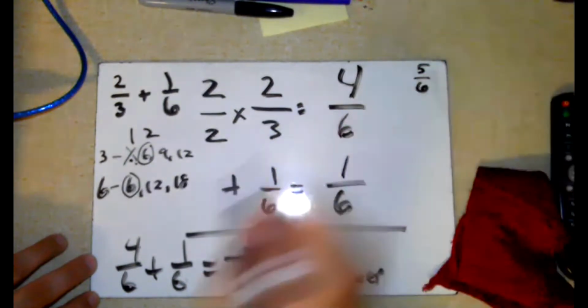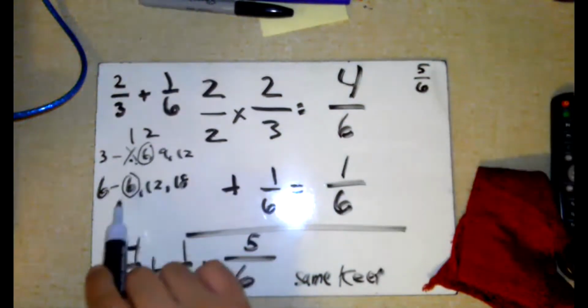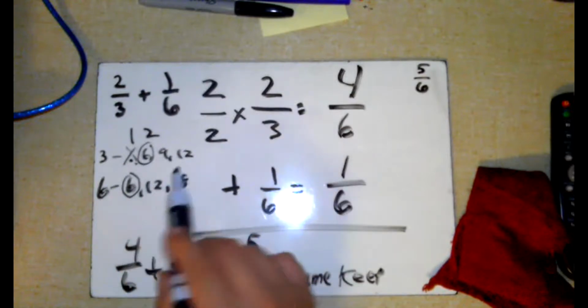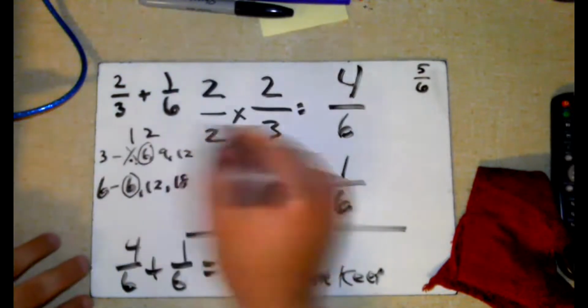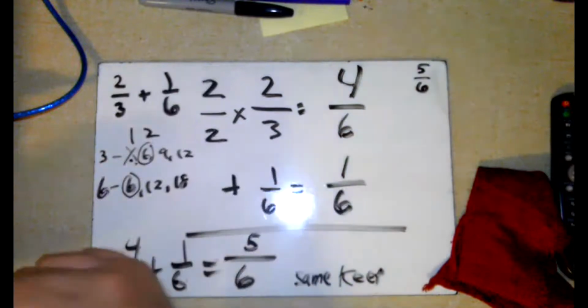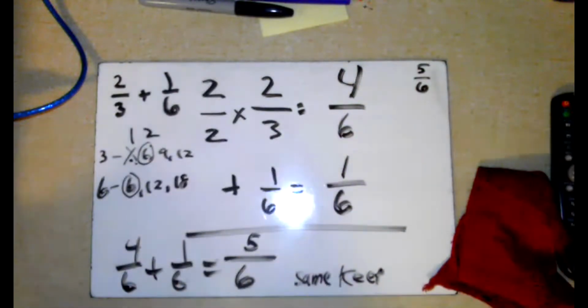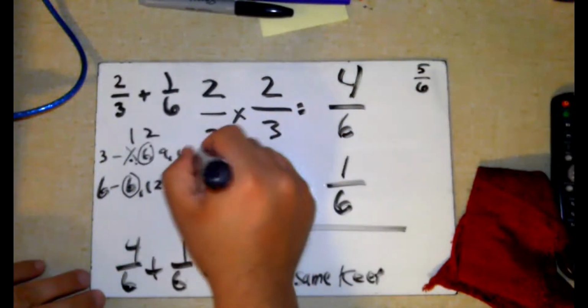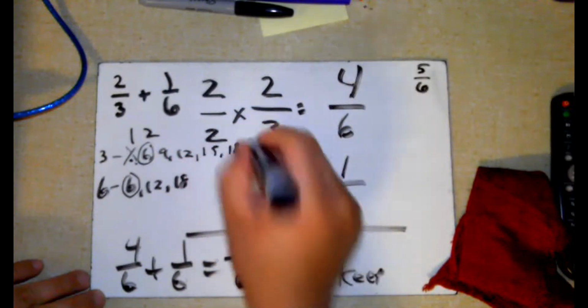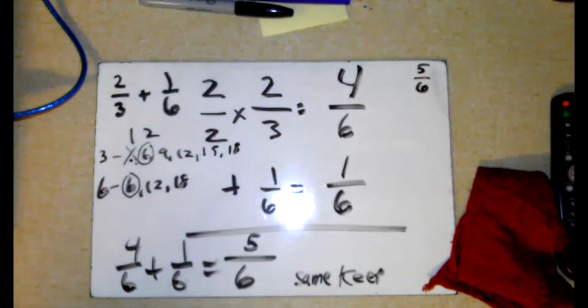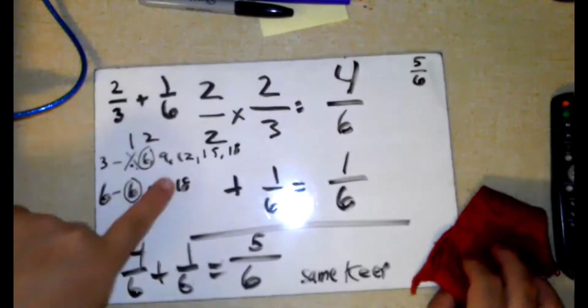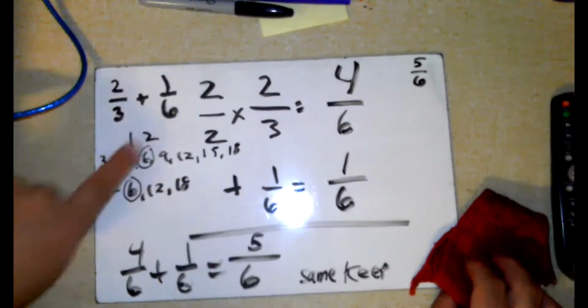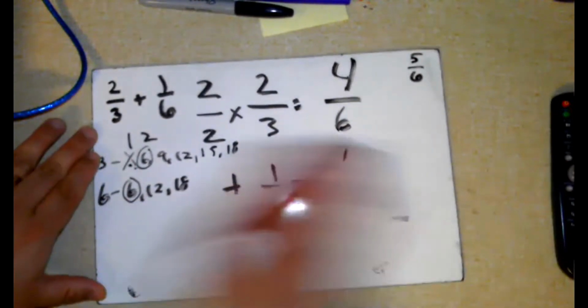Now, what if you didn't recognize the 6? What if you used 12? Or what if you would have used 18? There's another strategy to find a common denominator. Another strategy is, well, I don't want to do all this. I'm just going to multiply 3 times 6. So let's go ahead and do that.